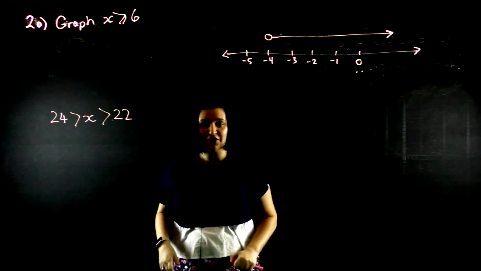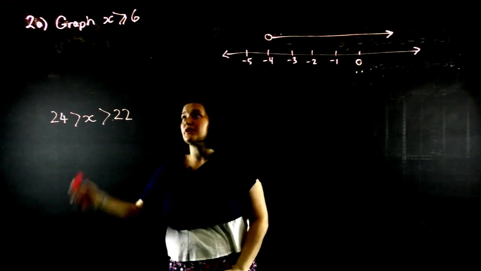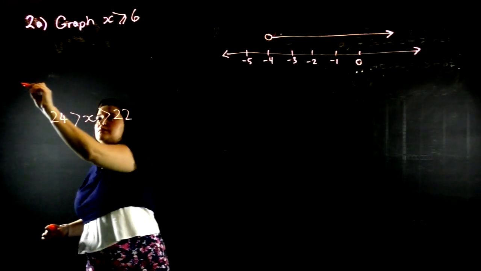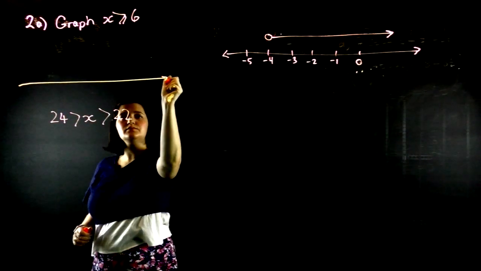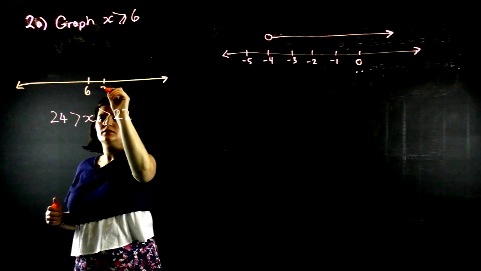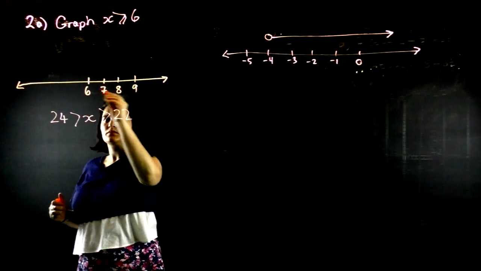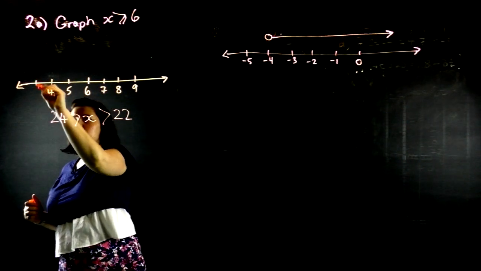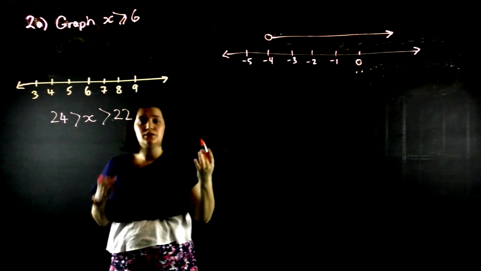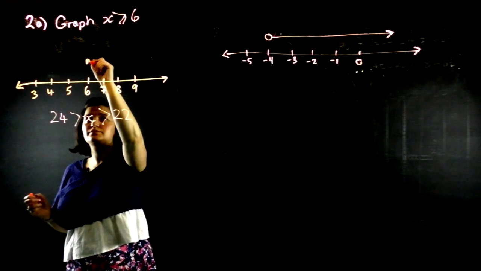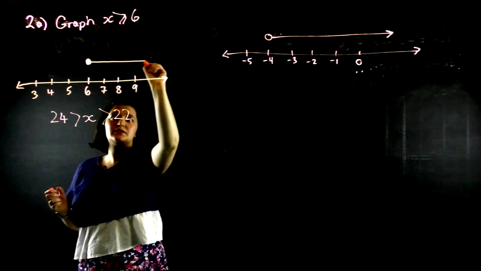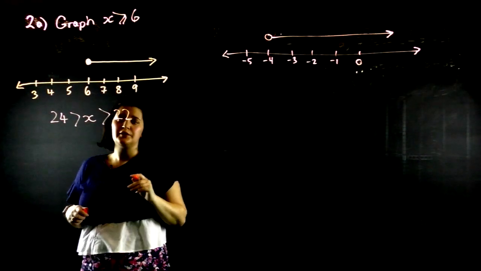Okay, question 2 was about graphing inequalities. So here we're asked to graph x is greater than or equal to 6. So I'm starting by drawing my number line. I know 6 needs to be included, so I'll put that in the middle. And then I have to think about, well, this is greater than or equal to, so it's a closed dot, 6 is included. And which direction am I going in? X is greater, so I'm heading toward the bigger numbers, and we're done.